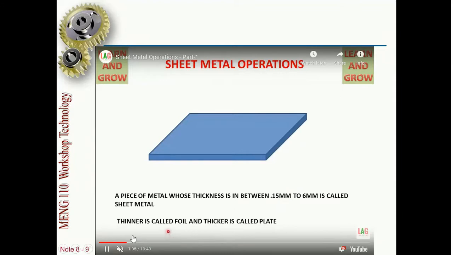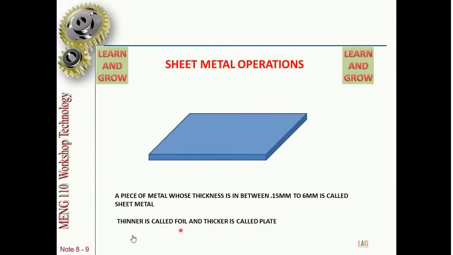Now this was a little basic. Metal whose thickness is between 0.15 and 6 is called sheet metal. Less than that is foil, bigger than that is plate.